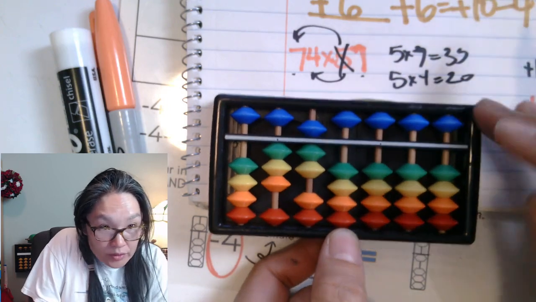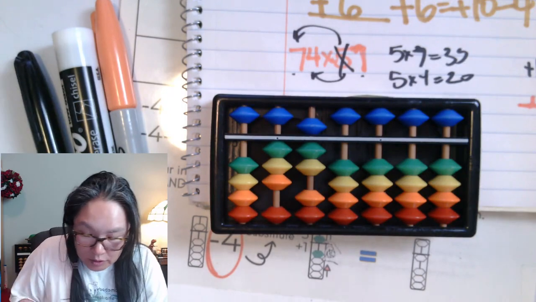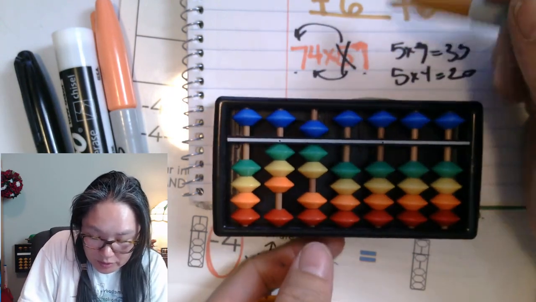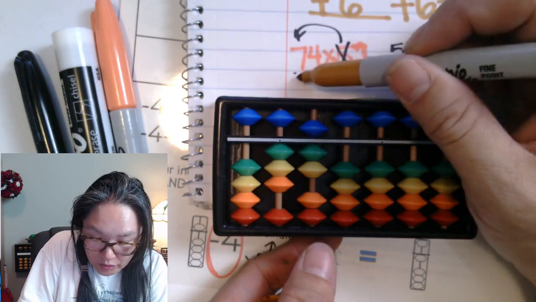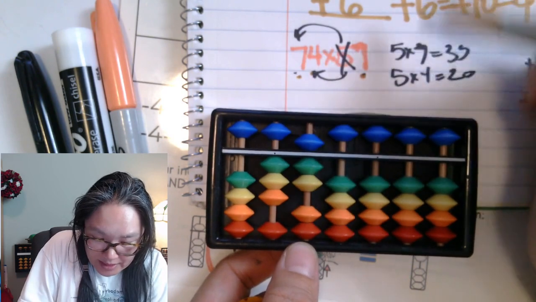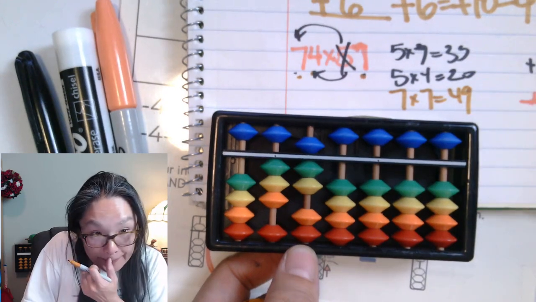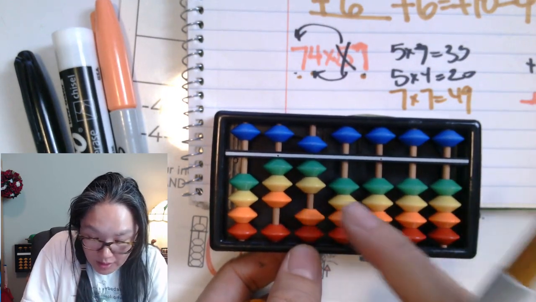And then I've got to recount. So all I've got to do is recount. 1, 2, 3. 7 times 7 is 49. So I had the 4 and I had the 9.